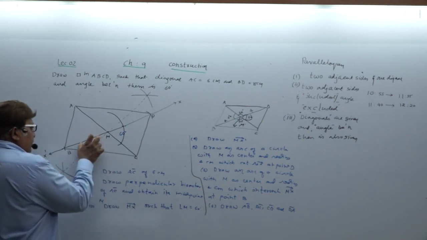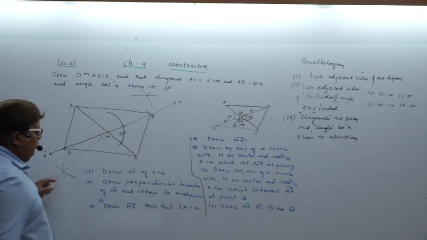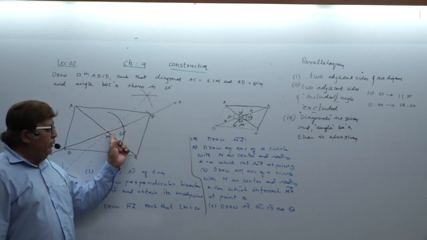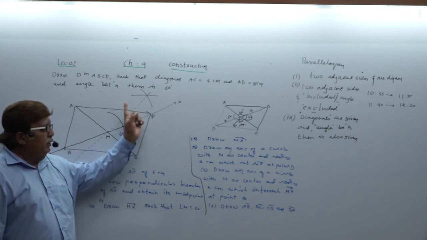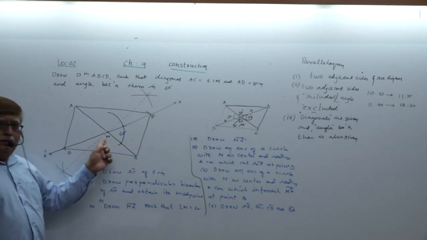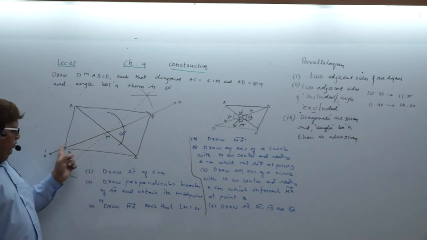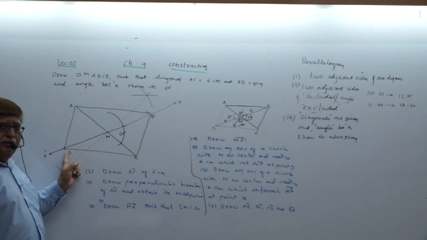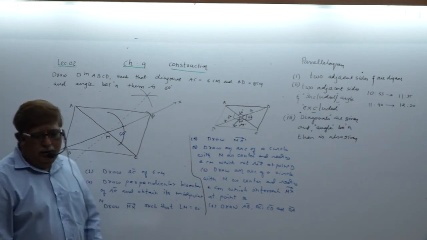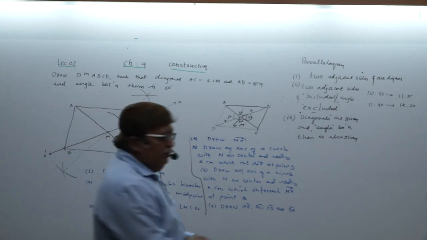Diagonals bisect each other, so BD will be bisected at point M. BM is 4, DM is 4. So draw an arc of a circle taking M as center and radius 4 centimeter, which intersects ray MX at point D. Same center, same radius, draw another arc which intersects MX dash at point B. Then you simply have to join AB, BC, CD and AD. This way the construction of the parallelogram is over.